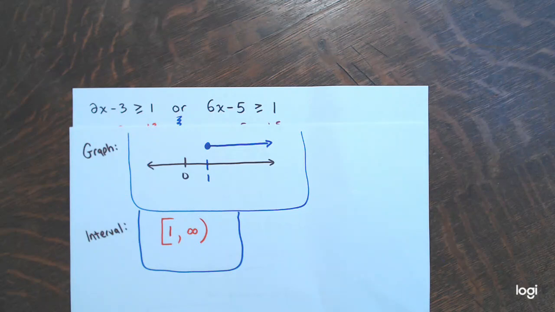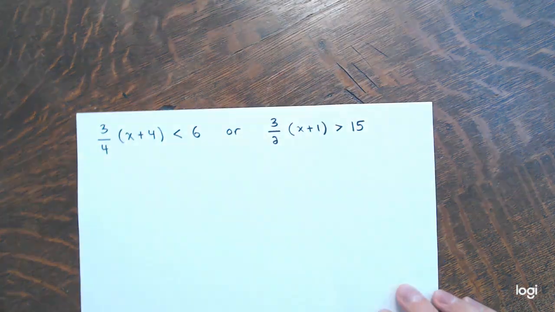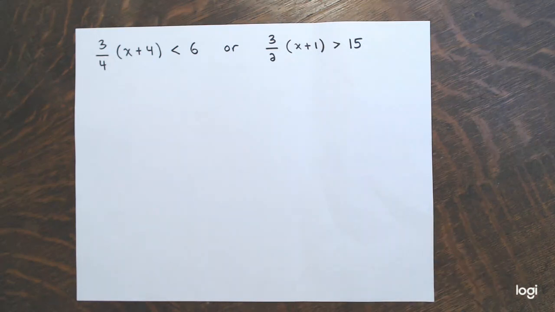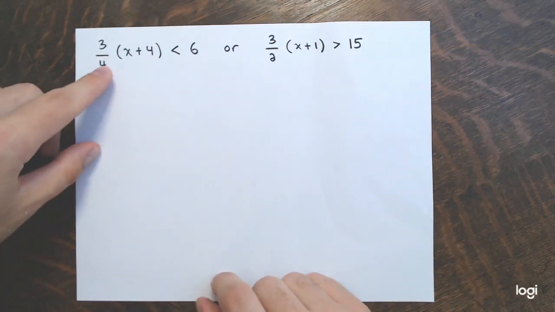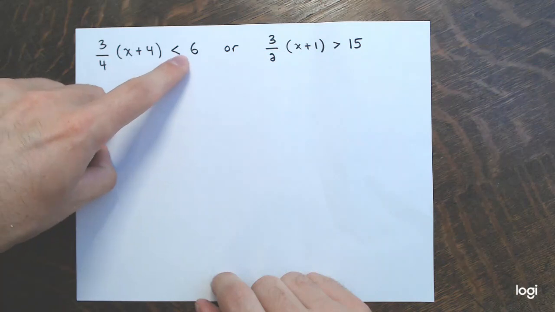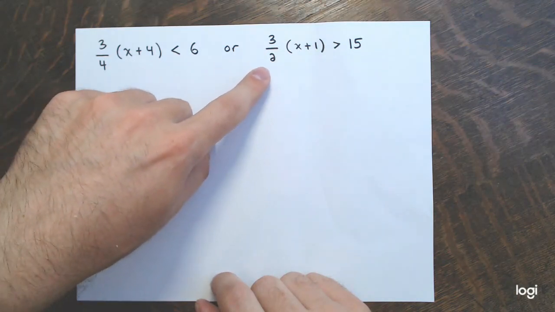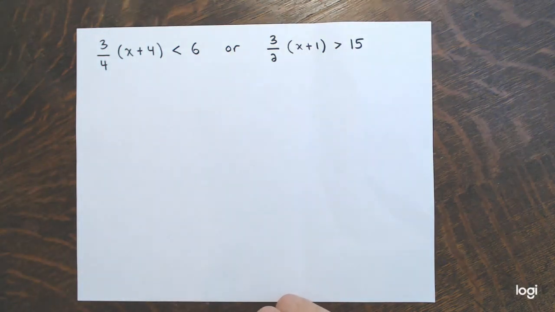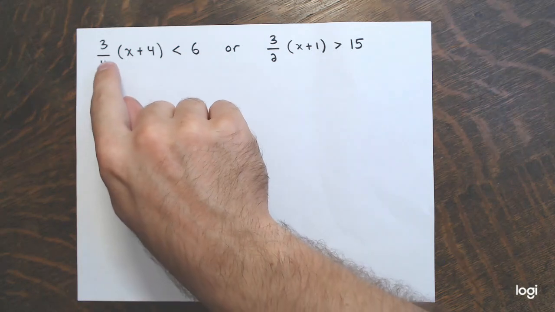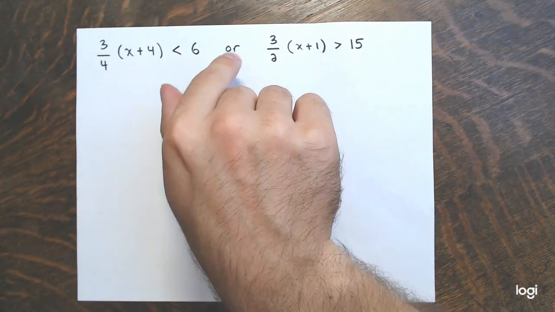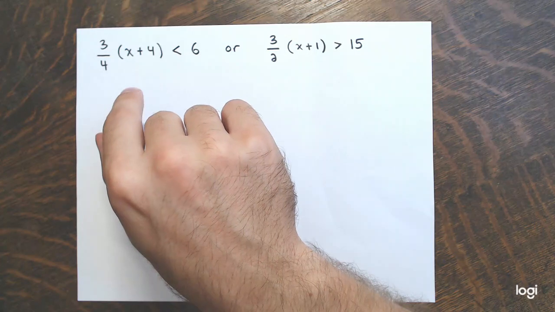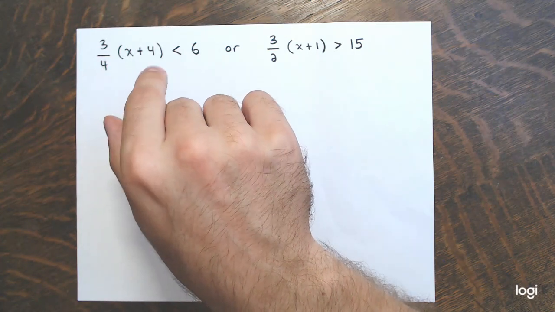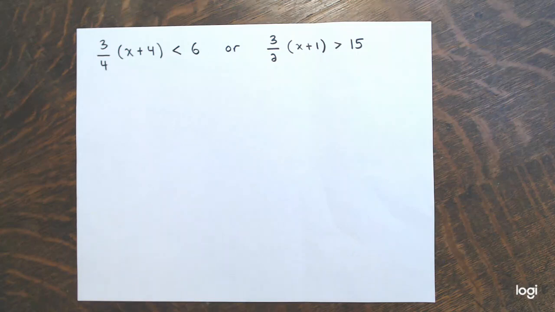All right, so let's look at, I've got several more. All right, same procedure. This one has some fractions in it, so ooh, right, it's scary. So this is 3/4 times the quantity x plus 4 is less than 6, or 3/2 times the quantity x plus 1 is greater than 15. Now you can take several approaches at this. You can distribute the 3/4 and then multiply everything by 4 if you don't like fractions, and then you would subtract 12 and then divide by 3 and all that.